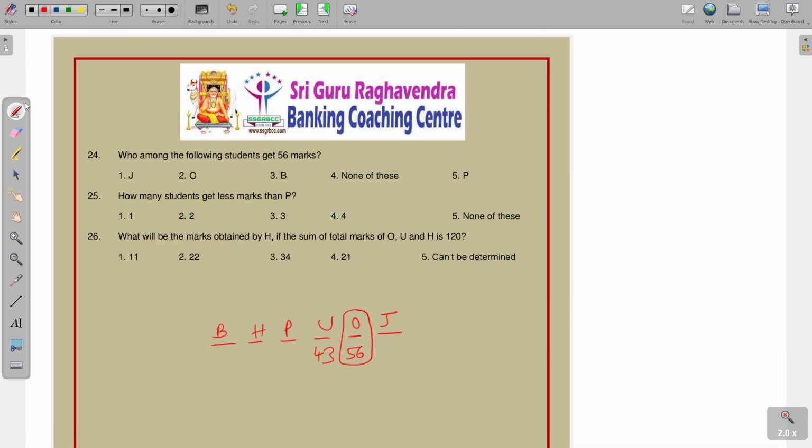See the first one, question number 24. Who among the following students get 56 marks? That is O. How many students get less marks than P? That is only 2 persons.